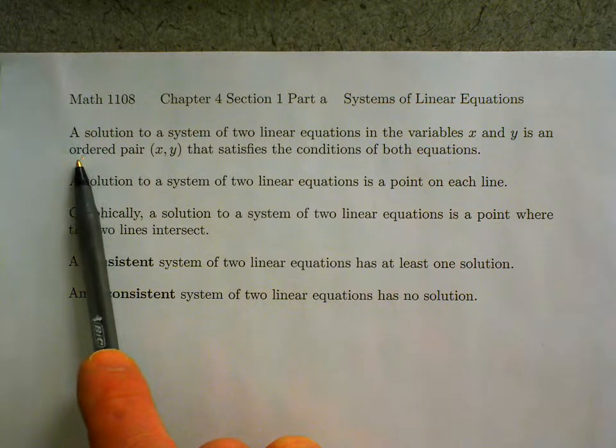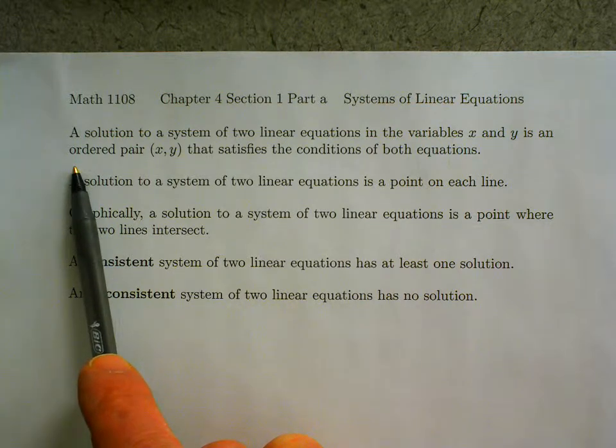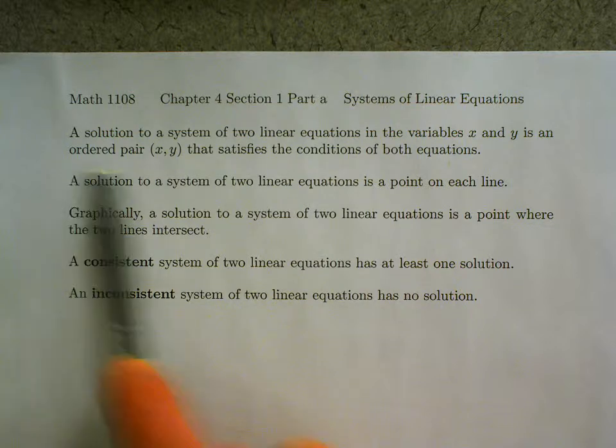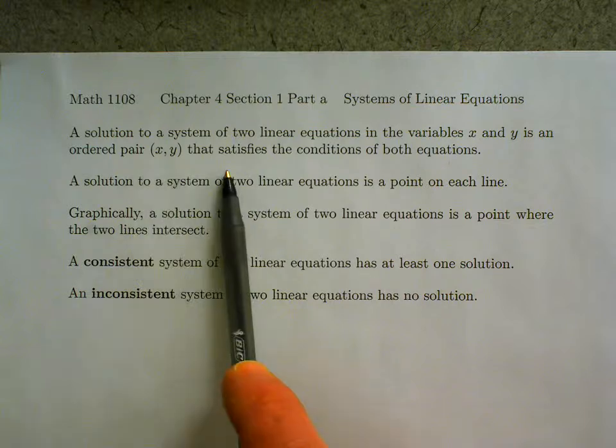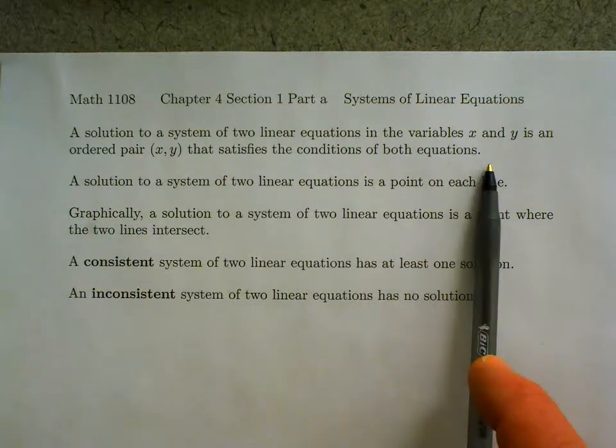The first sentence: a solution to a system of two linear equations in the variables x and y is an ordered pair, x comma y in parentheses, that satisfies the conditions of both equations. So I'll demonstrate how this works.